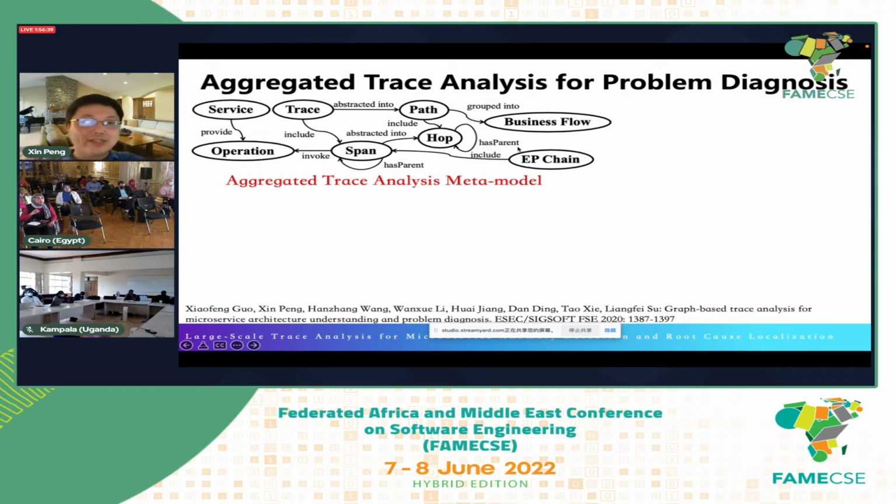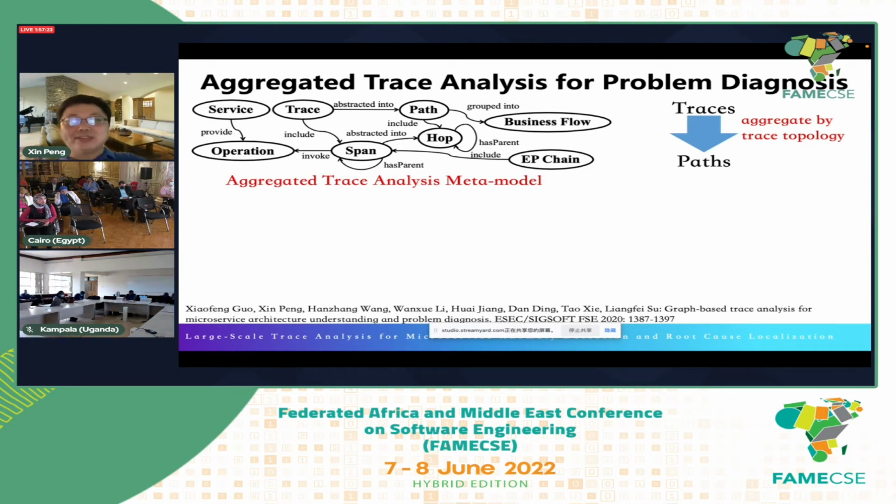This figure gives the meta model for our aggregated trace analysis. You can see each service can provide several operations, and each trace can include a series of spans, and each span invokes an operation, and also a span has its parent. We know that there are many traces sharing the same topology. That means, for example, there are two traces whose topology is exactly the same: their services are the same, and also the orders of the service invocation are the same. So we say they have the same topology.